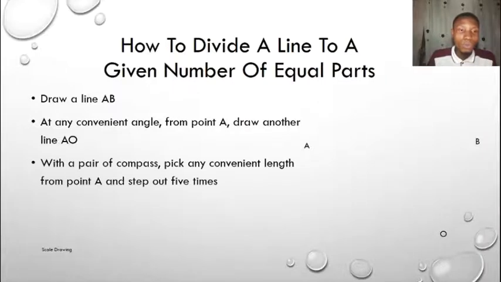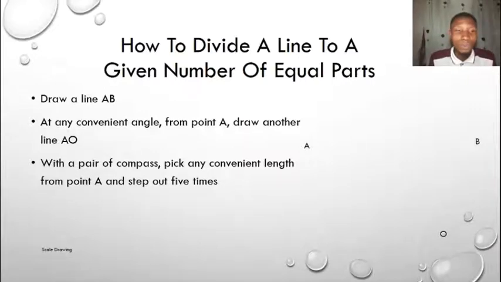The next thing you're going to do is, with a pair of compasses, you pick any convenient length. And now this length is going to determine the number of equal parts you're going to divide your line into. So if you want to divide it into more parts, you either make the line longer, or the length you're going to make now is going to be smaller.